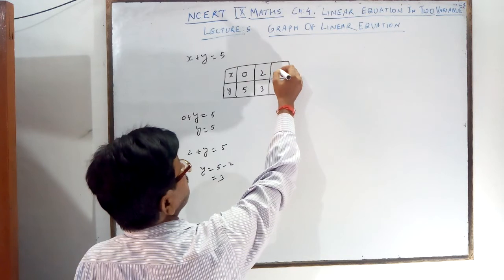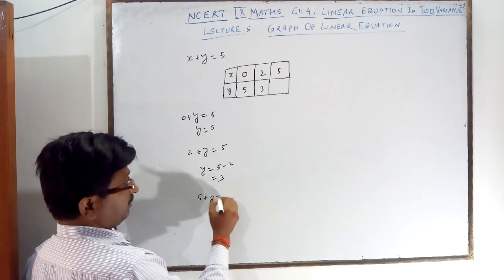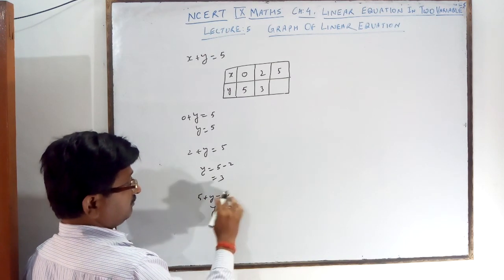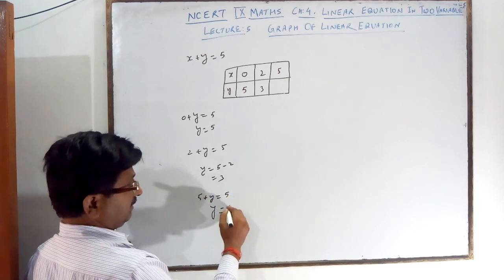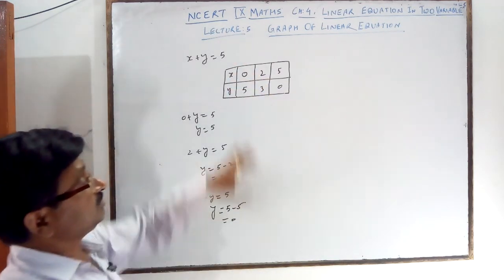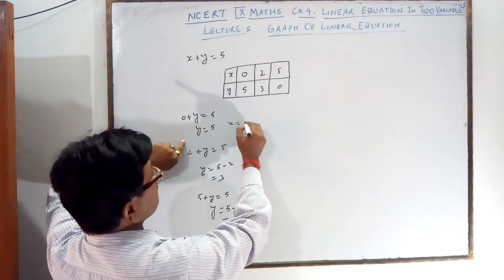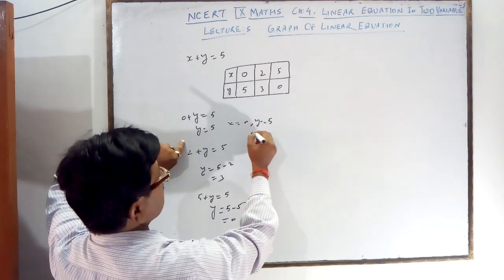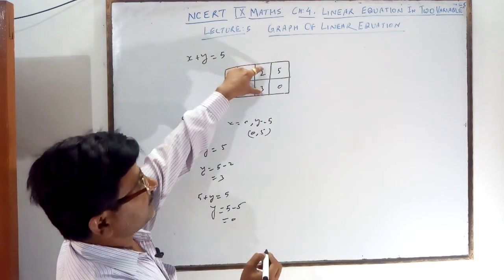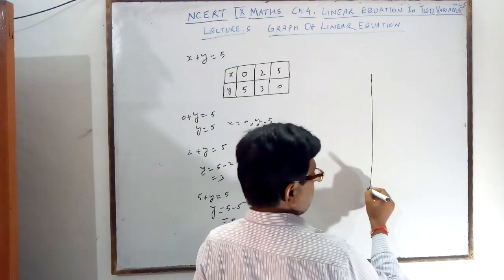x is equal to 5. Then what will you get? 5 plus y is equal to 5, so y is equal to 5 minus 5, which is 0. So all three values satisfy the equation. One solution is x 0, y 5, that is 0 comma 5. That is one point you are getting. Then the second point and the third point. You plot these on the graph paper.